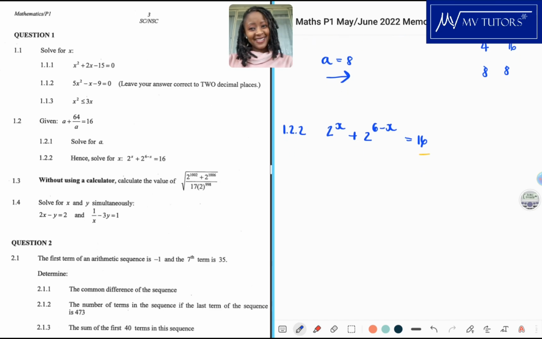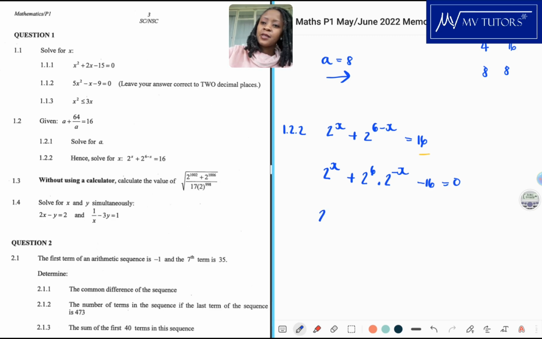I want to bring 16 to the other side. Let me see. This one is as simple as can be, 2 to the power x, but 2 to the power 6 minus x. I can have 2 to the power 6 times 2 to the power negative x. That's how I can separate it. Then I can bring 16 to this side. 2 to the power negative x, I am going to write that in fraction form. So this is 2 to the power x, then I have 2 to the power 6 divided by 2 to the power x, and I have minus 16 is equal to 0.